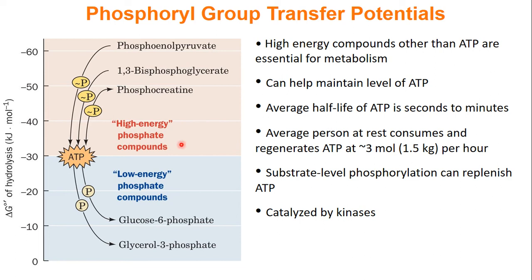One of the ways we can make it is called substrate level phosphorylation. That is, taking phosphate from these high energy compounds and giving it to ATP. And all these enzymes that will transfer phosphates around, we call them kinases. A kinase is an enzyme that will transfer phosphates, usually from ATP.